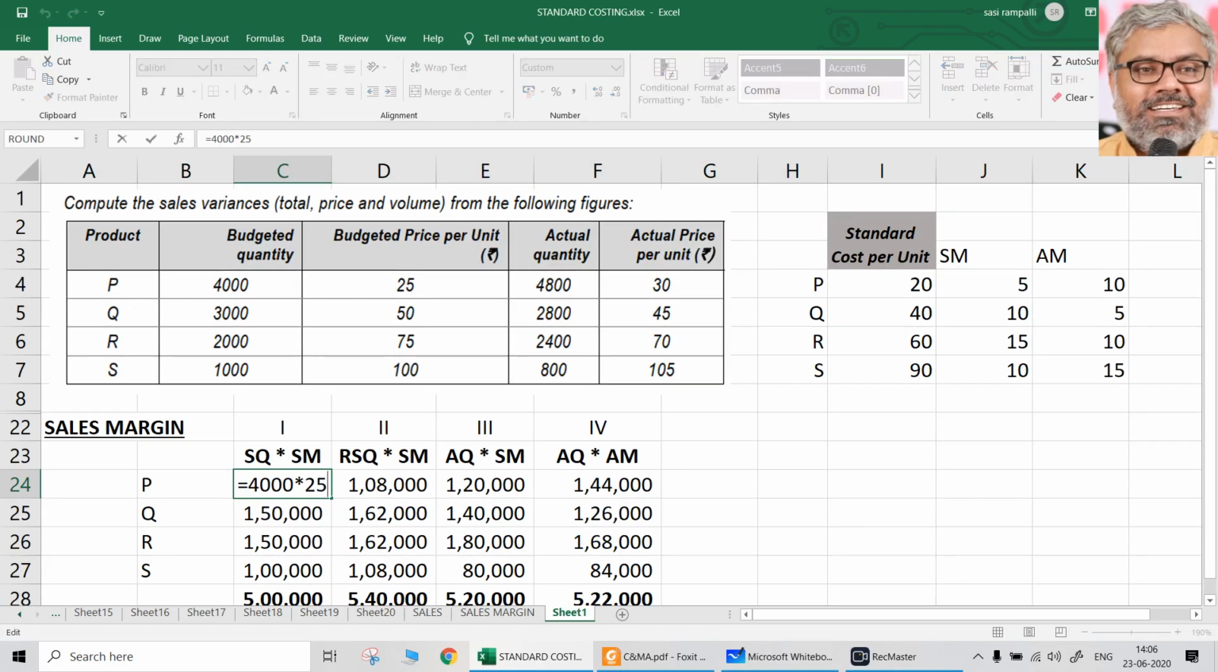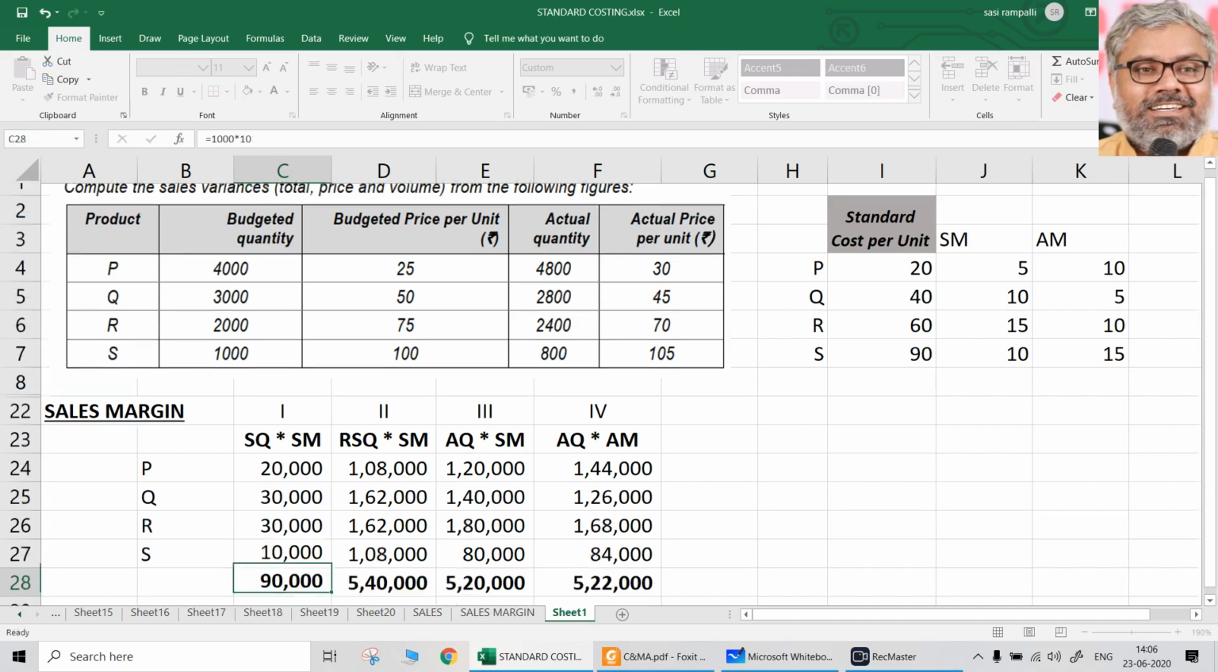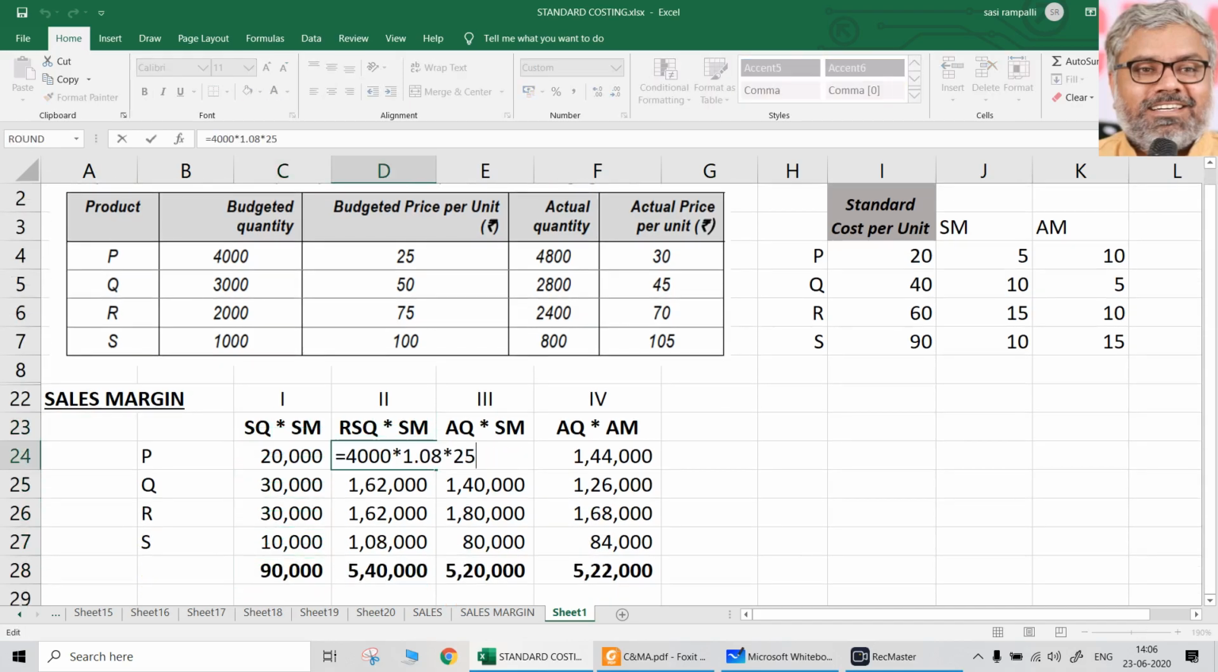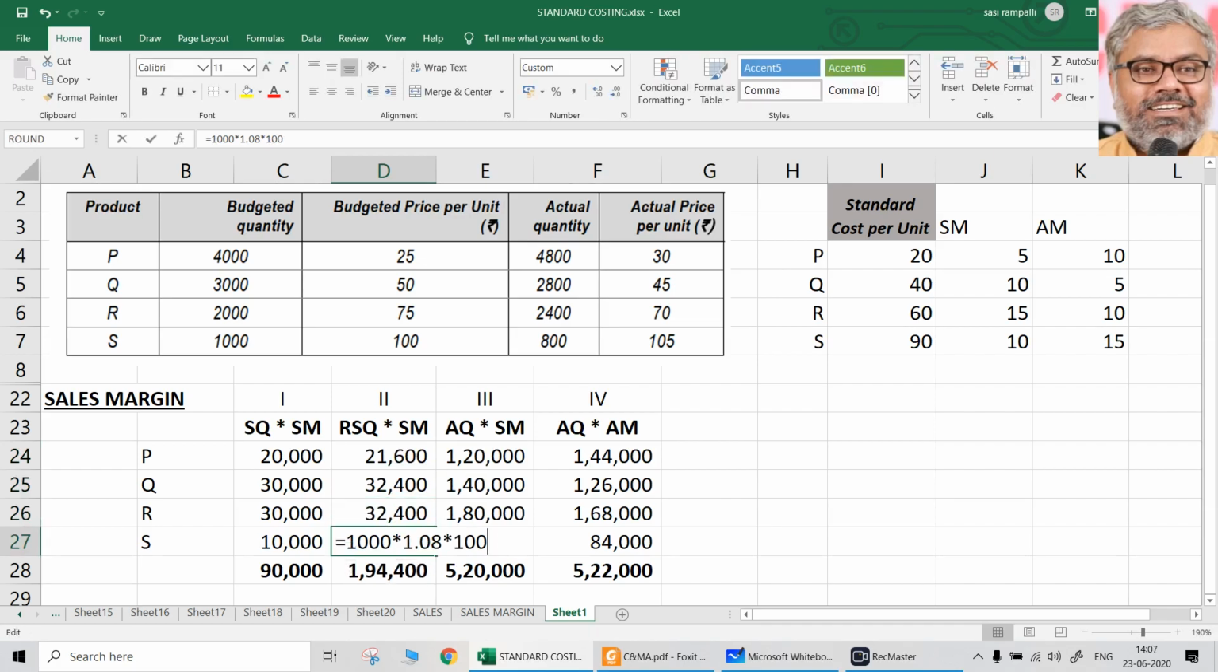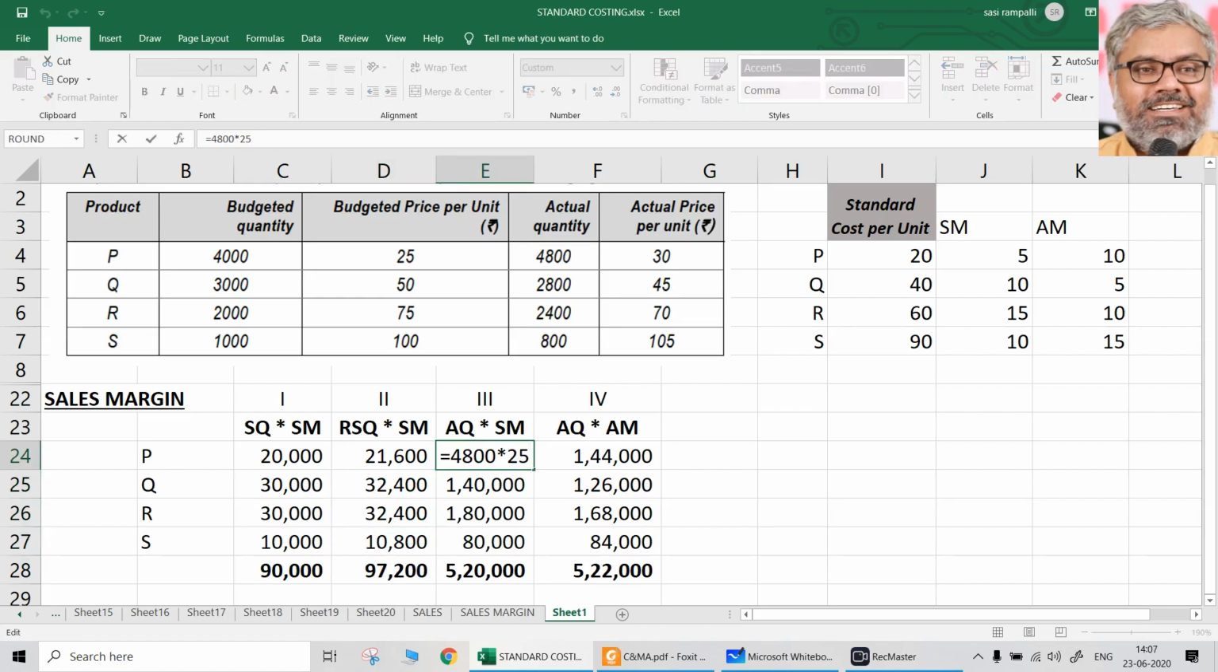So SQ is already there. So that is standard quantity. Standard margin is different now. It is only 5 rupees. Then 10 rupees. Then 15 rupees. Then 10 rupees. That's it. That is SQ, SM. RSQ is already there once again. So here margin only changes. 5 rupees, 10 rupees, 15 rupees, 10 rupees.